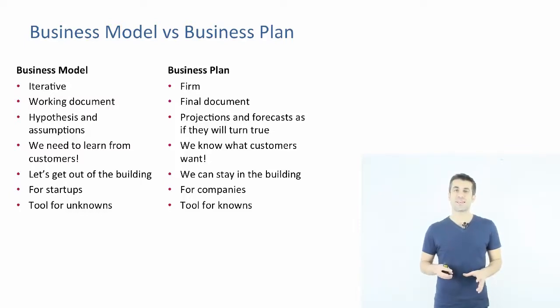The business model has hypotheses and assumptions. On the other hand, a business plan has projections and forecasts, and it's as if we know the truth. The business model framework suggests we need to learn from customers, whereas a business plan suggests we know what customers want.